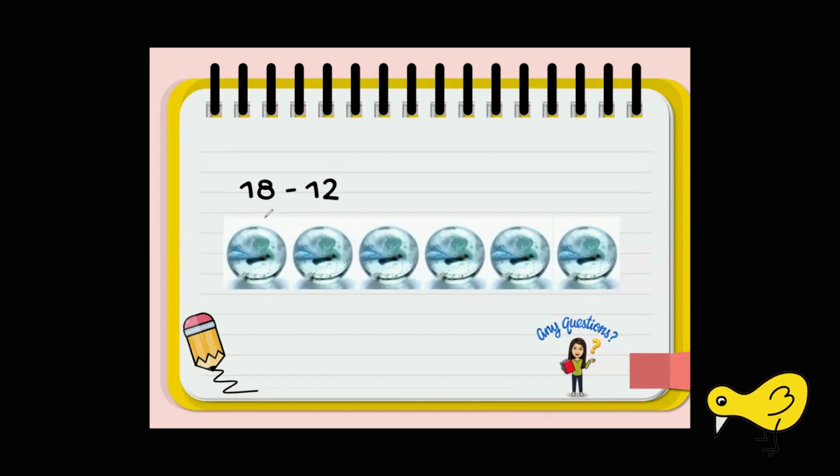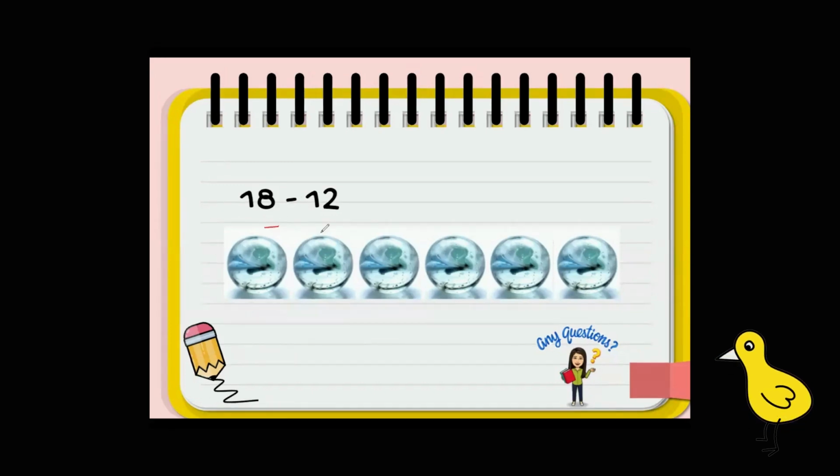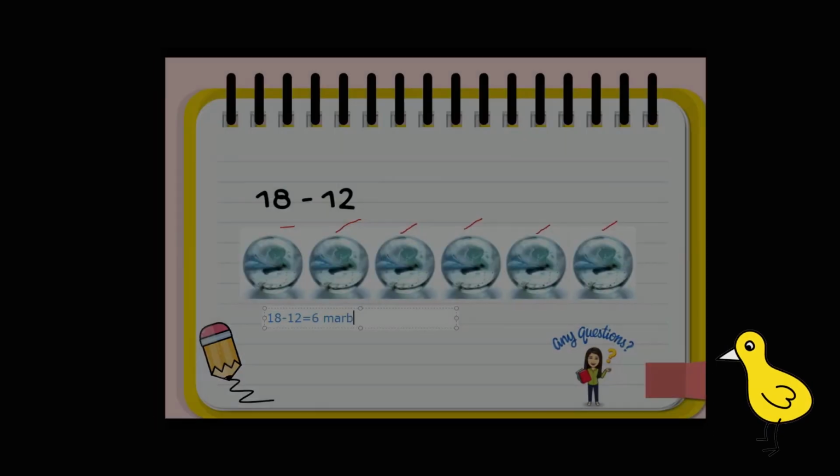12, 13, 14, 15, 16, 17, and we stop at 18. How many marbles are here? 1, 2, 3, 4, 5, 6. So our answer is 6. If we take away 12 marbles from 18, we will get 6 marbles, right?